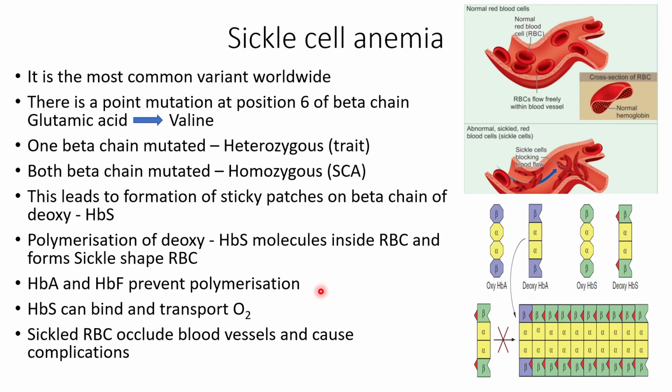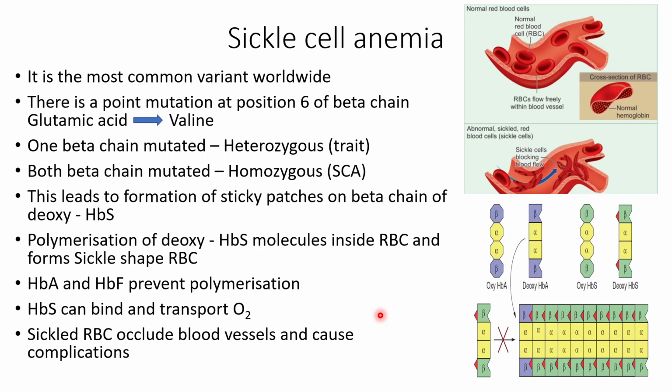So upon blood transfusion, the hemoglobin A concentration increases, and this also prevents polymerization. Now hemoglobin S can bind and transport oxygen just like hemoglobin A. Whenever there is a sickled RBC, that leads to occlusion of blood vessels and causes various clinical complications. So this is what happens in sickle cell anemia.